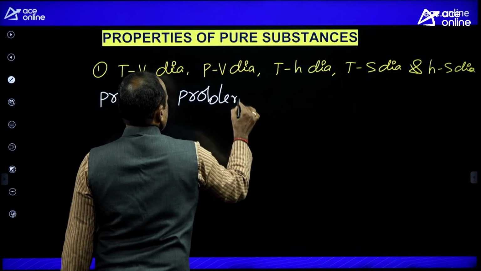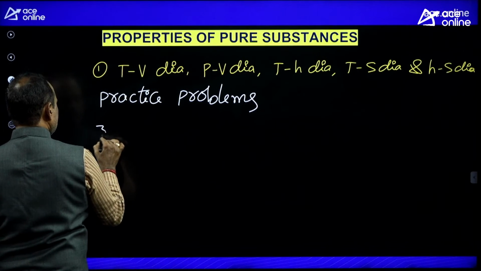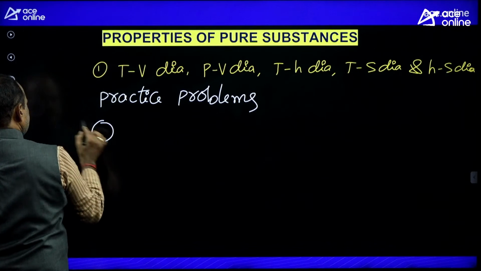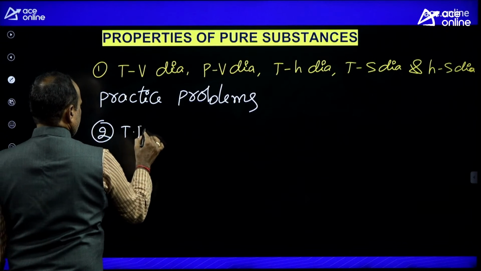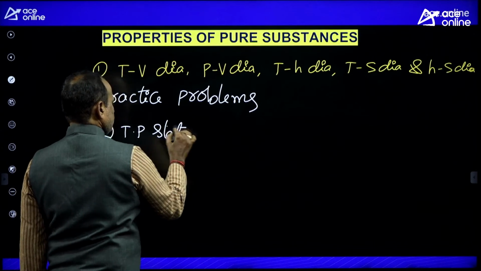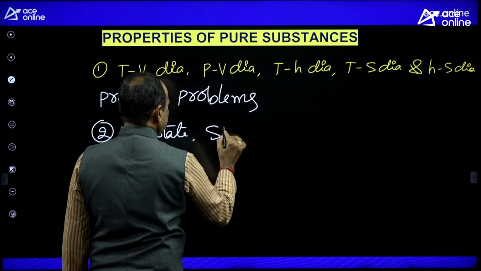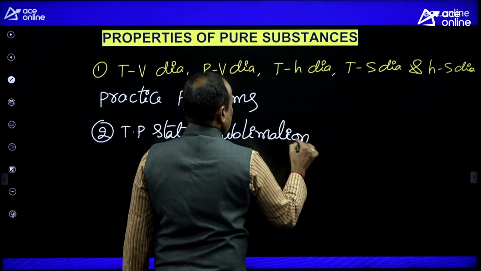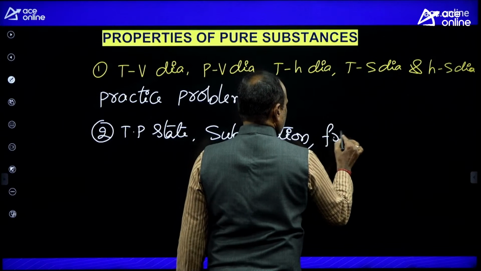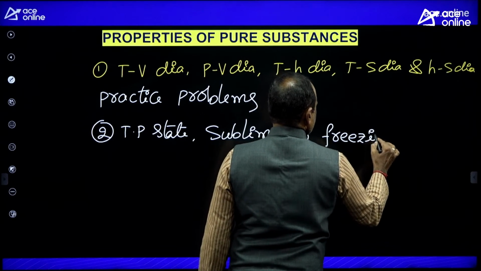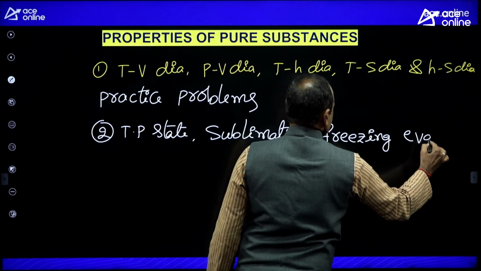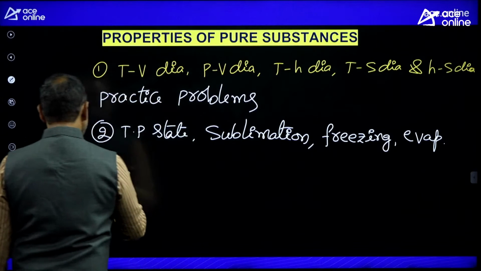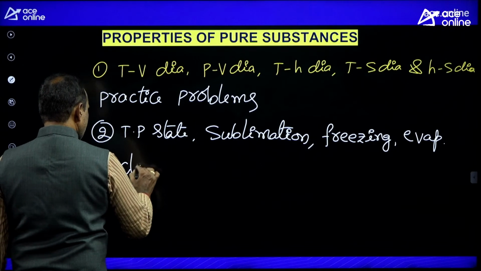Numericals. Very, very important. Then you try to go through the important concepts like triple point state, sublimation, freezing, evaporation, and you try to go through the problems on Clausius Clapeyron equation.